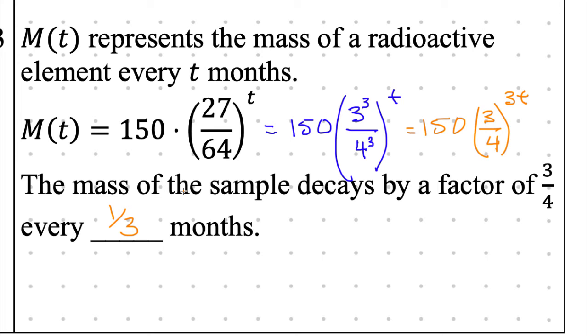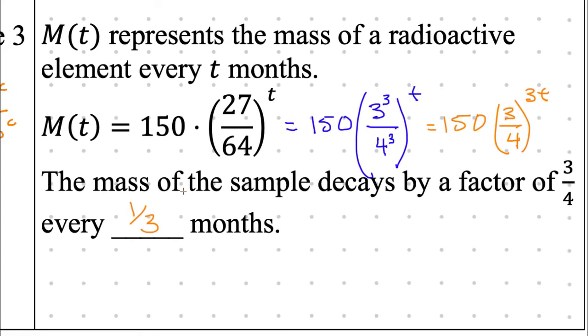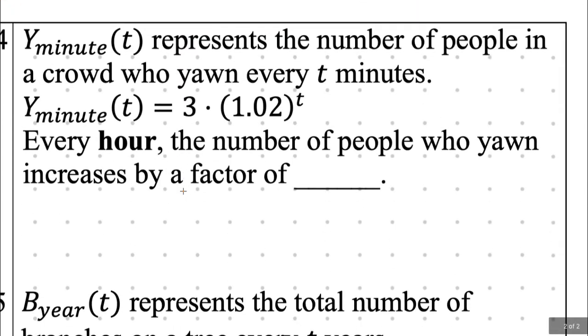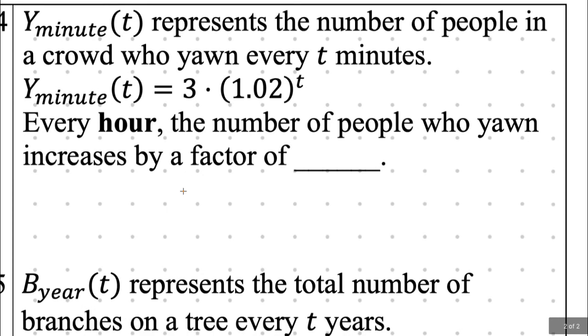Now's the time to ask questions, otherwise we're moving to example number 4, which is very, very similar to what we're doing right here. All right, example number 4. So capital Y represents the number of people in a crowd who yawn every t minutes.